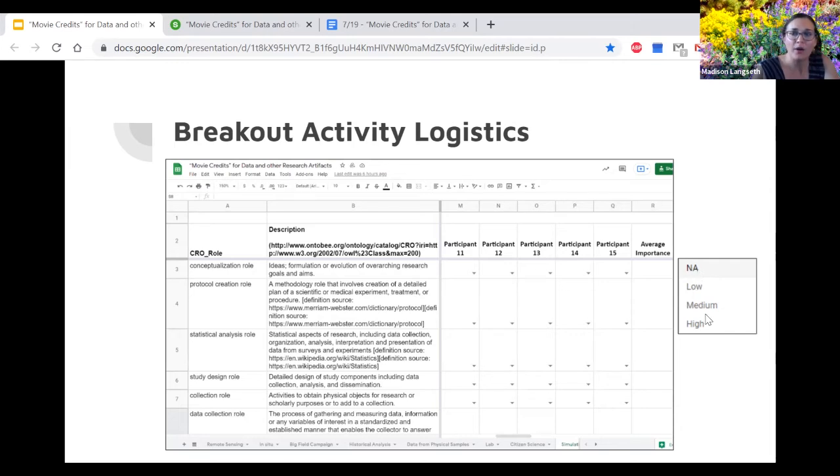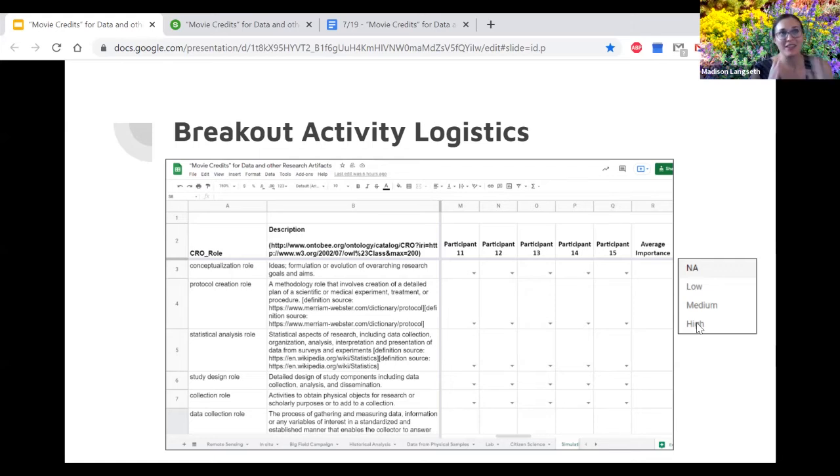In each cell for your column, there's a drop-down list where you can select NA, low, medium, or high for the question: how important is it to consider this role for authorship for this data type? So if you're talking about remote sensing data, how important is, say, the conceptualization role towards that end data product?